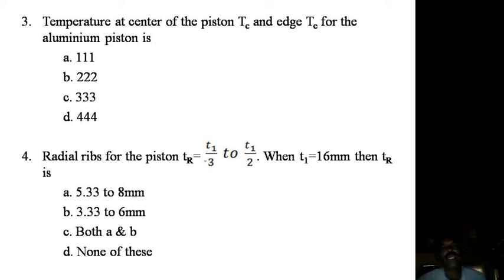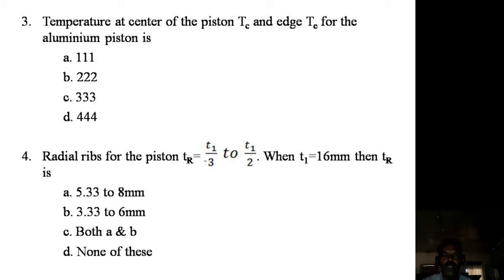For the cast iron piston, it is about 222 degrees Celsius. But here, this one is the special piston, that is the aluminum piston. So for this question, the right answer is 111. E is the right answer for question number 3. So next, question number 4, that is radial ribs for the piston.